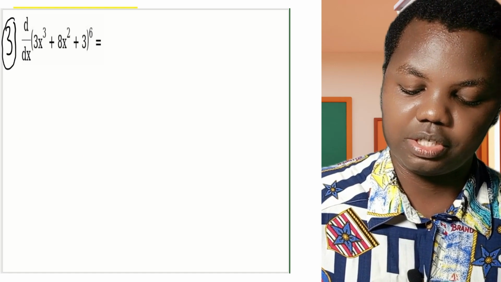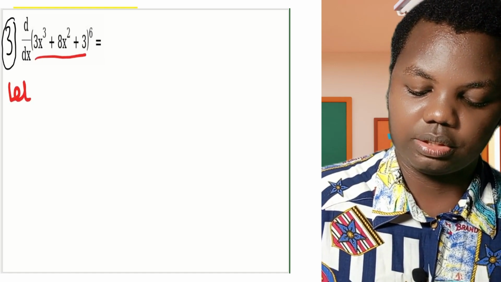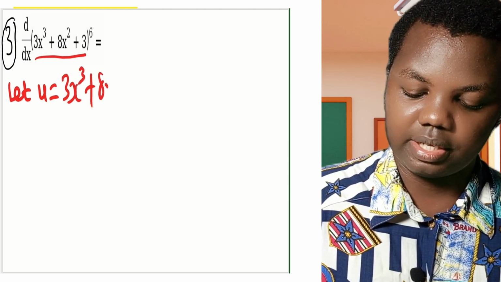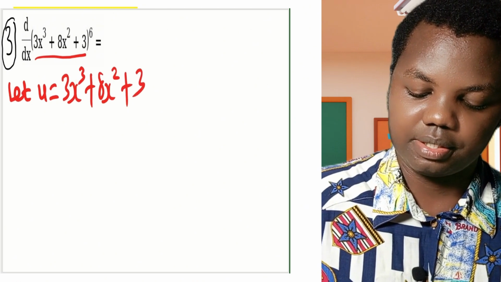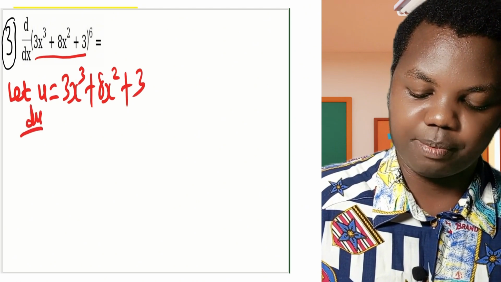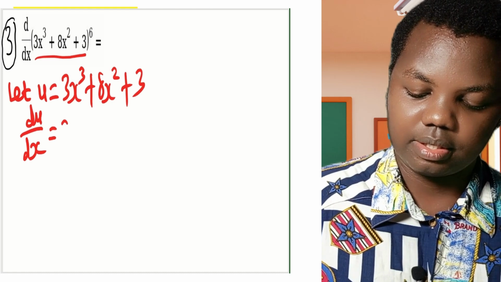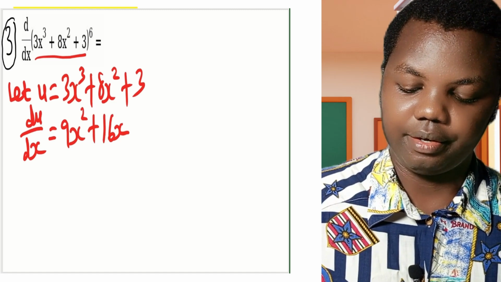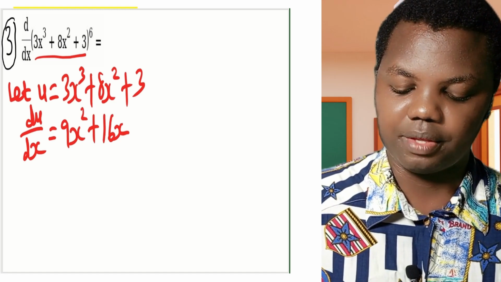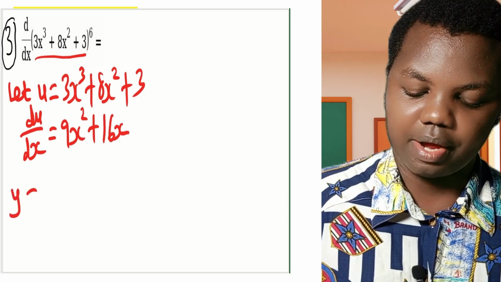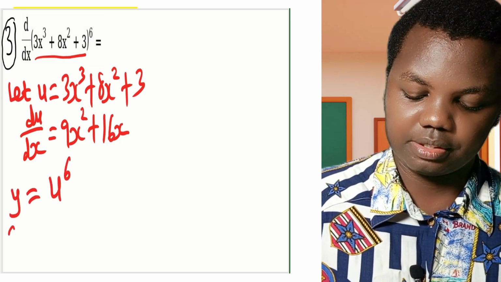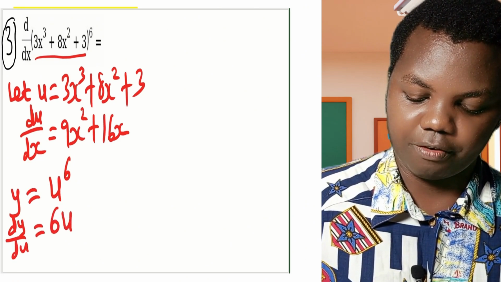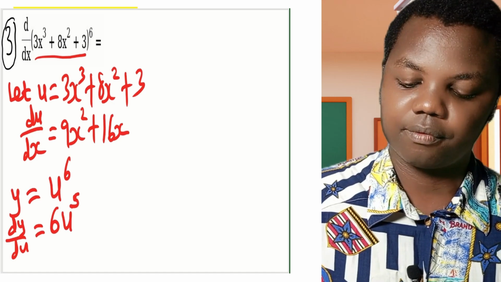The next question. So this becomes my u, such that let u equal 3x cubed plus 8x squared plus 3. So I'll differentiate u with respect to x. That's 9x squared plus 16x. Differentiating a constant will give me 0, so I'll ignore that. Then my y becomes u to the power of 6. That's 6u to the power of 5.